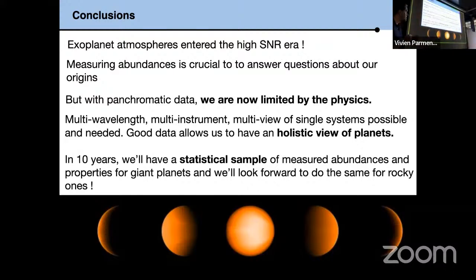I really think, again, planets are complex and we need those multi-wavelength, multi-instrument, multi-view studies of single systems. I think I convinced you of that with all the 3D, with the vertical mixing, with the winds. It's complicated. So we can finally get a statistical sample in 10 years, because I don't want to put too much pressure on us, but it should happen at some point.